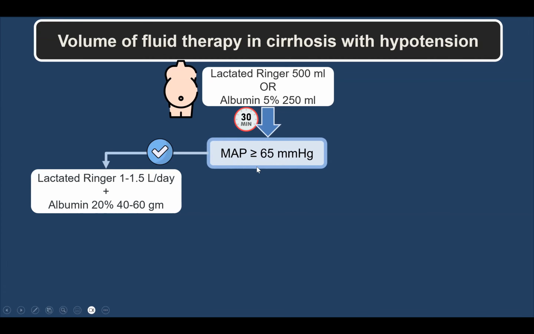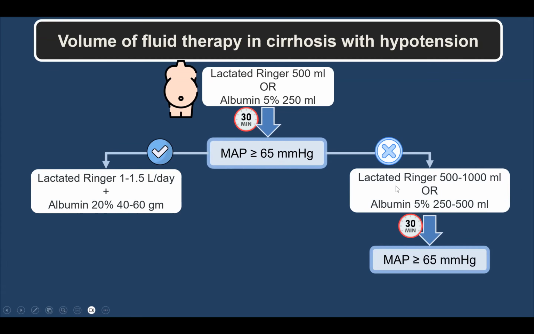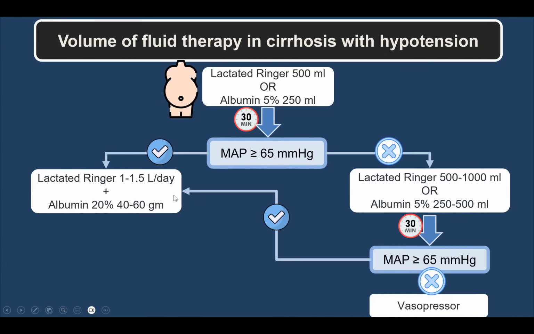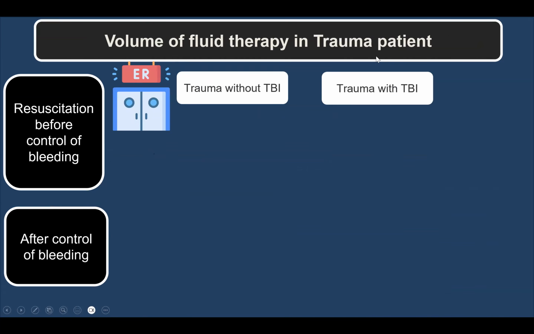If we do not achieve the mean pressure of 65 millimeters of mercury, we give a second bolus of lactated Ringer 500 to 1000 or albumin 5% 250 or 500 milliliters. Then we check the mean pressure again. If we are achieving the goal, we will continue maintenance therapy. If we did not, we will start vasopressin. This is how we give the volume in patients with cirrhosis.